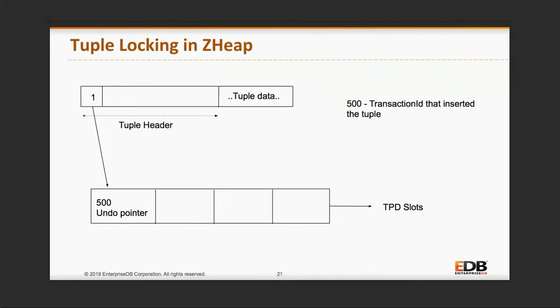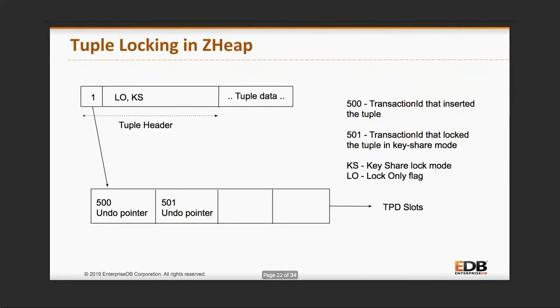So suppose 500 is the transaction which inserted this tuple, and it has the corresponding undo pointer. It has reserved a slot. Now when a new transaction comes, suppose 501, which wants to lock the tuple, it puts the lock only flag and key share lock. Suppose it wants to lock in key share mode, so it puts those two flags in the tuple header. It reserves the transaction, but you can see that we don't change the transaction slot in the tuple header, because I'll come to it later.